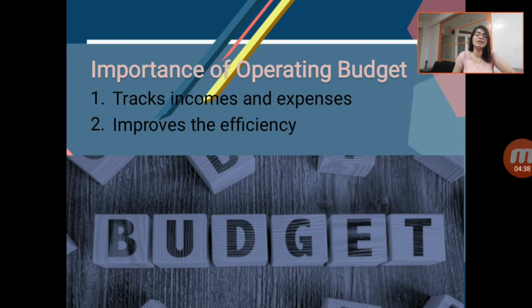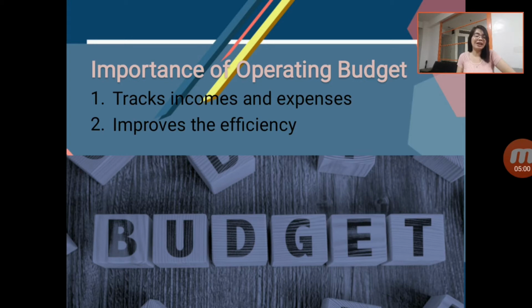The second one is that it improves the efficiency. The operating budget improves the overall efficiency of the organization. It helps in operating the plant at its optimal or full capacity. It also guides the staff to have better and more efficient planning in performing the business functions.